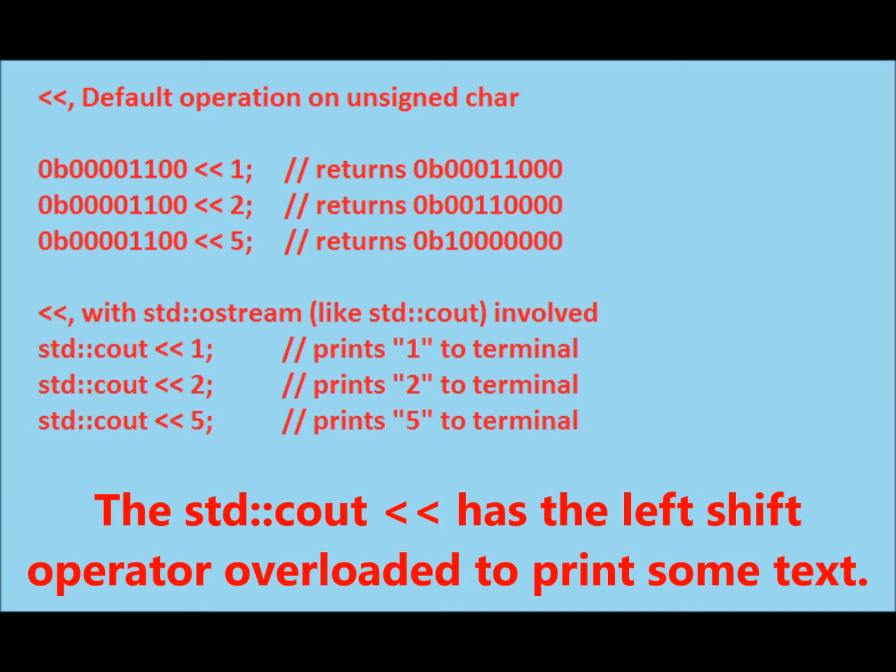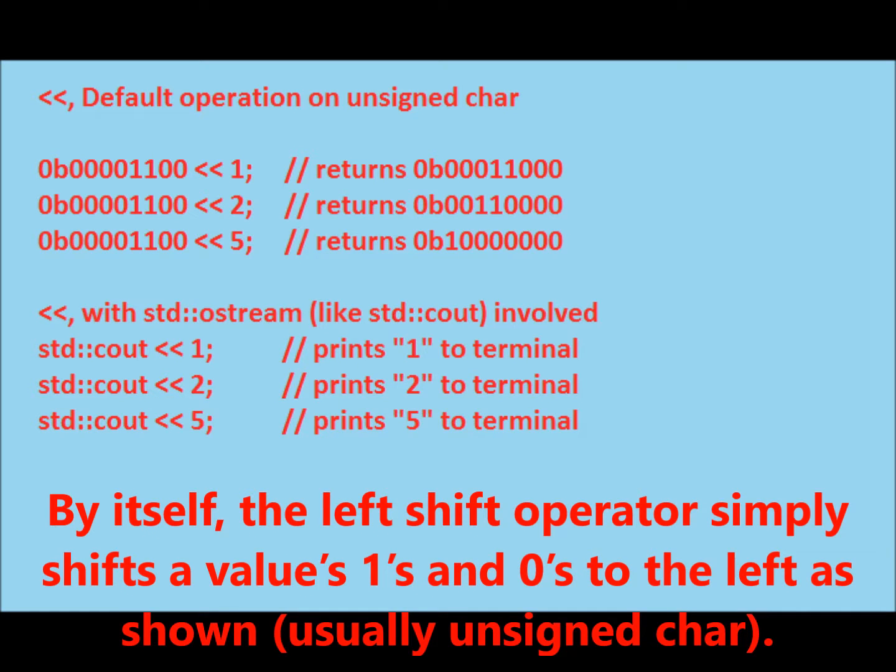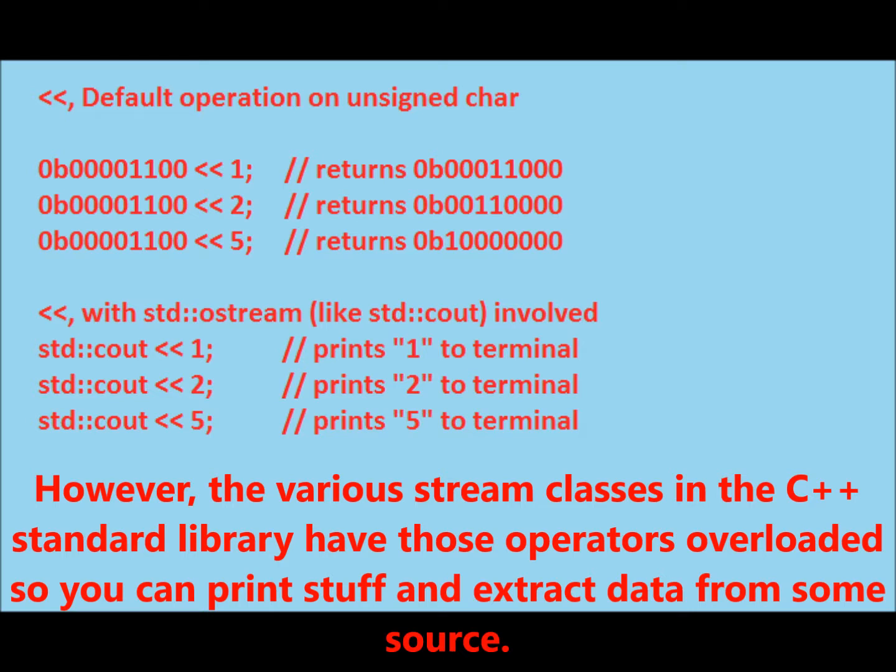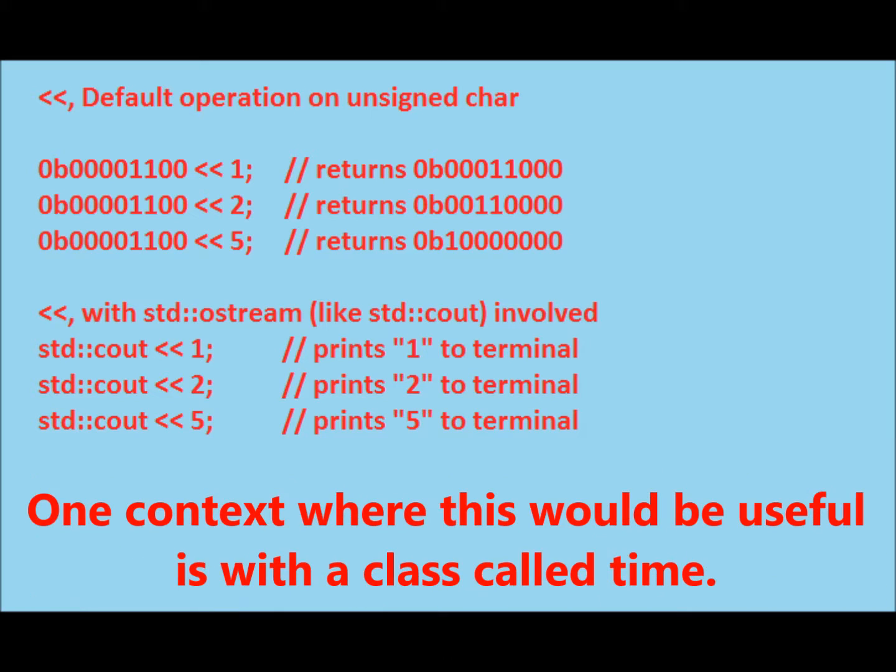The std::cout operator has the left shift operator overloaded to print some text. By itself, the left shift operator simply shifts a value's ones and zeros to the left as shown, usually unsigned char. However, the various stream classes in the C++ standard library have those operators overloaded, so you can print stuff and extract data from some source.